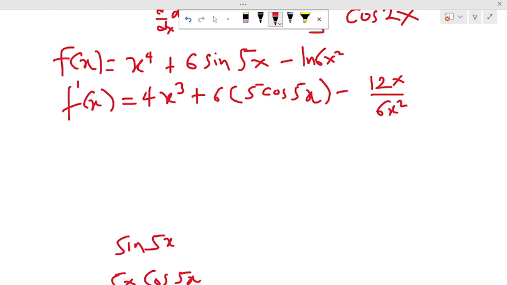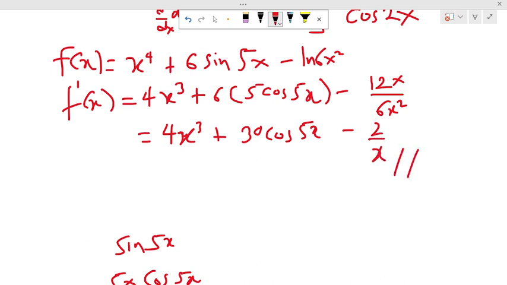There will be some cancellations here. So here will be 4x cubed, plus 6 times 5 will give you 30 cos 5x, minus 2 over x. Now we've solved this function.